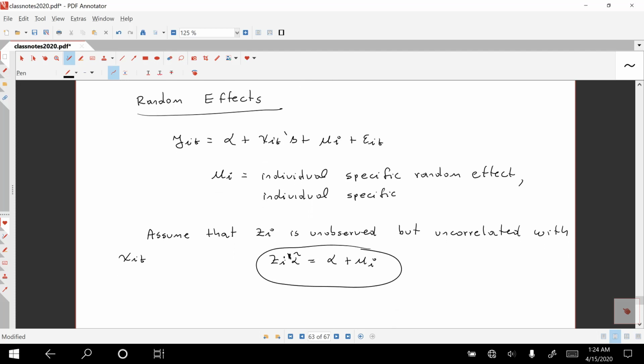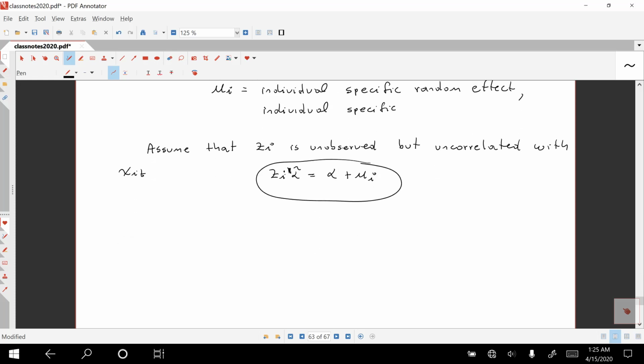In the random effects model, what we assume is that these time invariant factors are uncorrelated with explanatory variables, and the way that we account for endogeneity is through the inclusion of an additional error term that is individual specific. Okay, so that's a general overview of the three types of models that we are going to be discussing. So let's go and talk a little bit more.